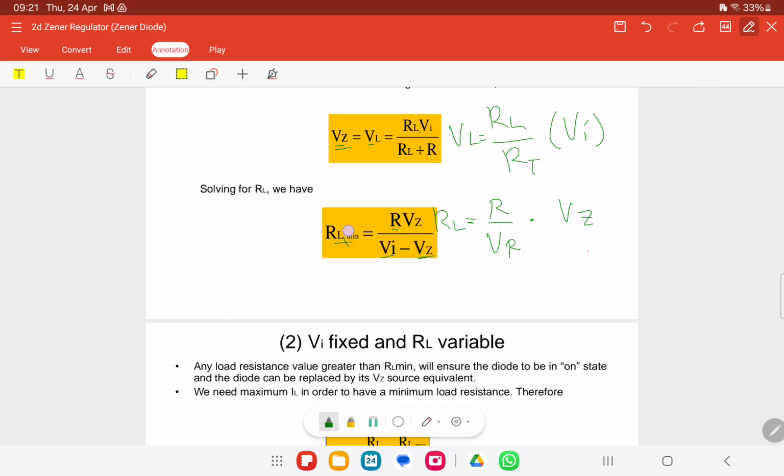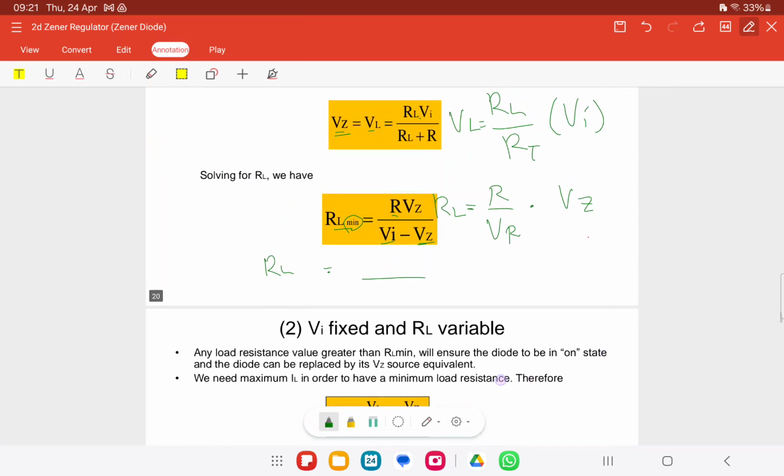Okay, RL min. Sometimes bila you kira, kita tak tahu it is either min or max. Okay, if that case, you tulis je dulu RL equals to the value. Okay, nanti you get the another RL, so baru kita tahu, okay, this one is min, this one is max. Okay.